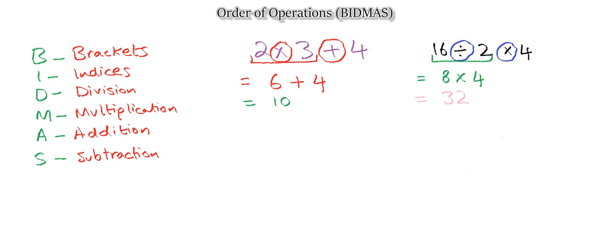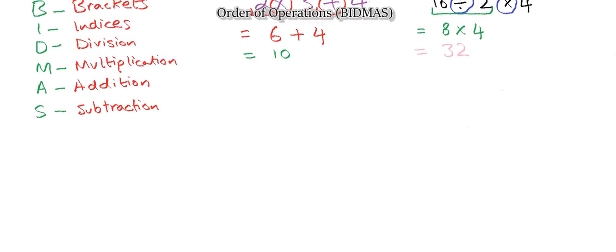Let's just try a harder question. Let's just say 9 plus 2 multiplied by 6 take away 3. Now we've got 3 different types of operations in here. Which one do we do first? In here, if we look at it again, we have multiplication, addition, and subtraction. Okay, 3 operations. Which one are we going with first?